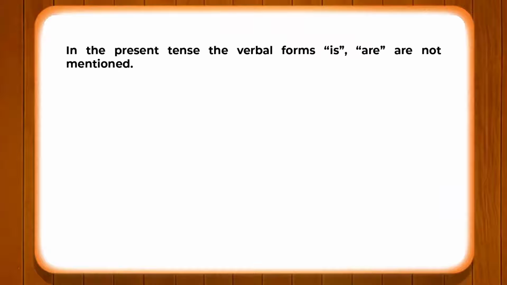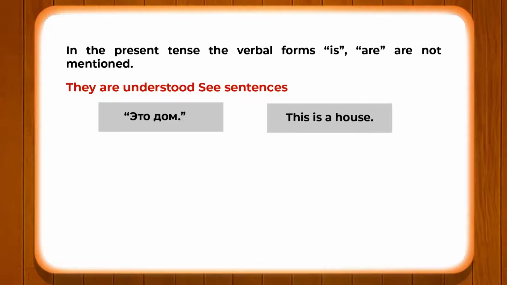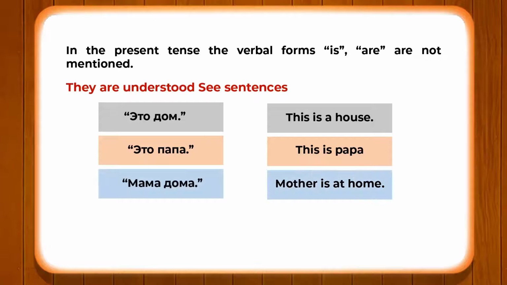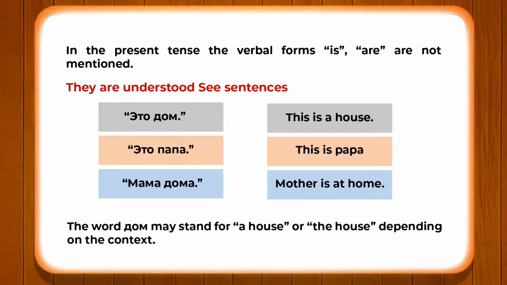Alright, so let us go ahead and see this concept, which is very important in order to understand and learn the language efficiently: in the present tense the verbal forms of is and are are not mentioned, they are understood. For example, let us look at the sentences given below. We have eta dom, this is a house. Eta papa, this is papa. Mama doma, mother is at home. There are also no articles in Russian. The word dom may stand for a house or the house depending upon the context.